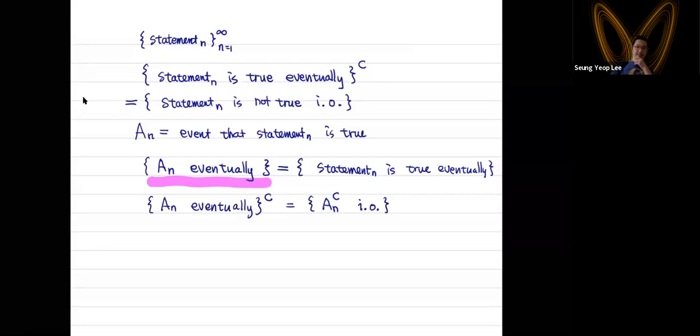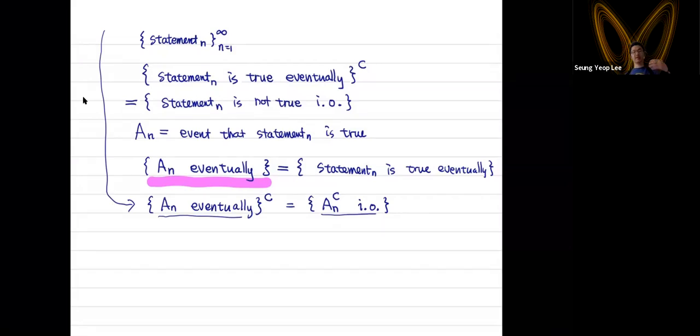Any question? So above here is to introduce this notation. So the An's are events, and An eventually means that we belong to this event eventually. If n is growing large, then our sample omega belongs to this An. If that doesn't happen, if the complement of this event happens, our sample omega, small omega, belongs to An complement infinitely often. Good?